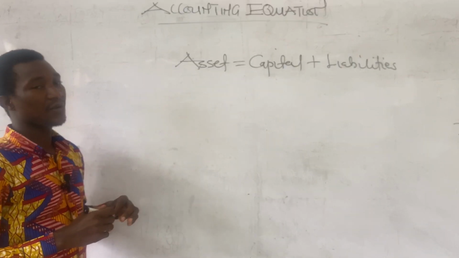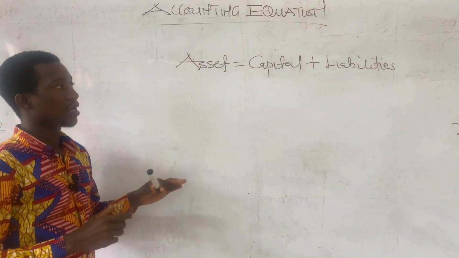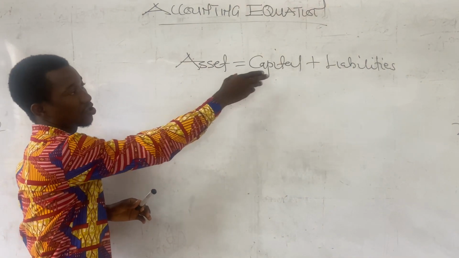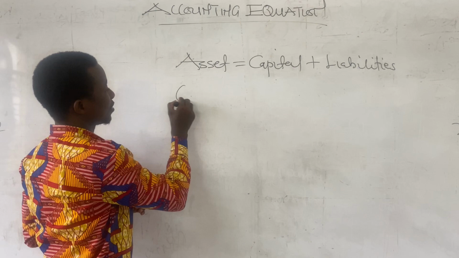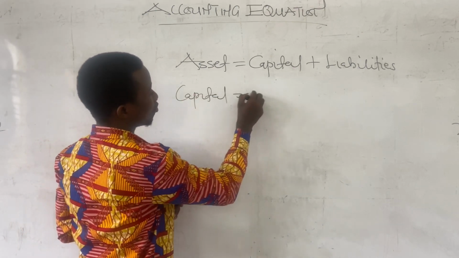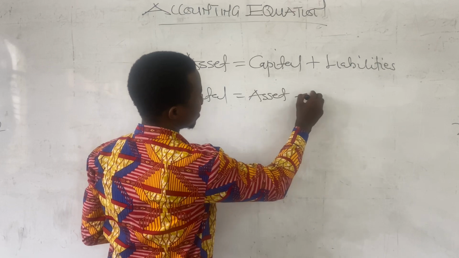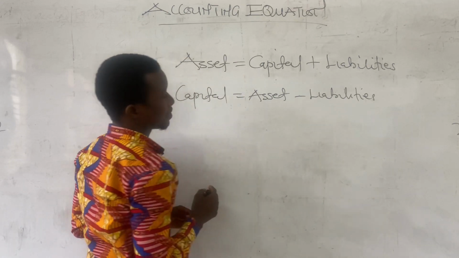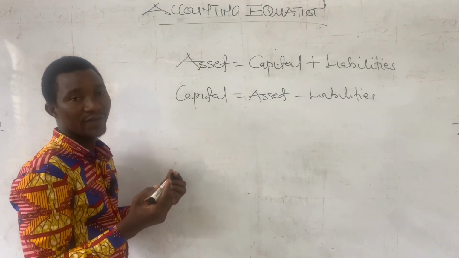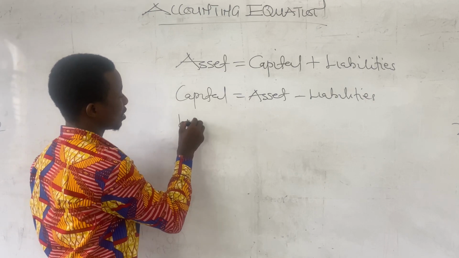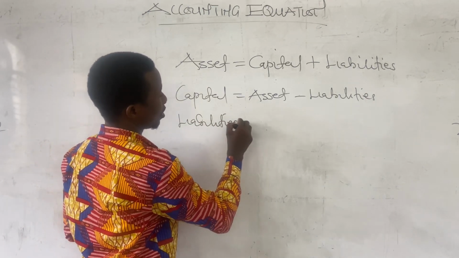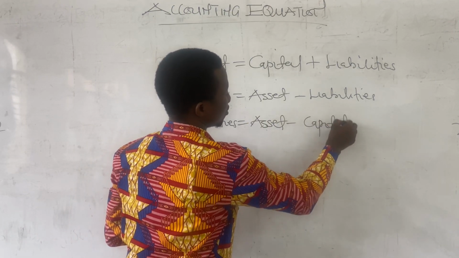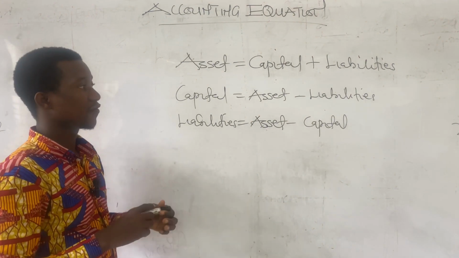And this accounting equation can be written in three different forms, that is, making each individual element the subject. So if total assets is equal to capital plus liabilities, then capital can also be total assets minus total liabilities. The same way, we can make the liabilities the subject when you've been asked to calculate for liabilities. So liabilities is equal to total assets minus capital. So this accounting equation can be written in three different forms.